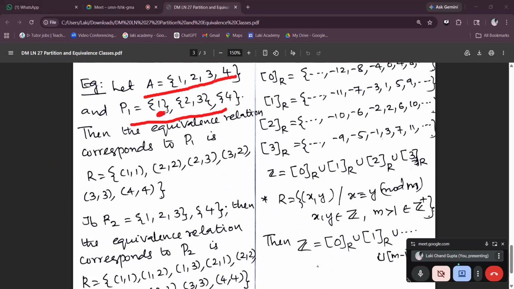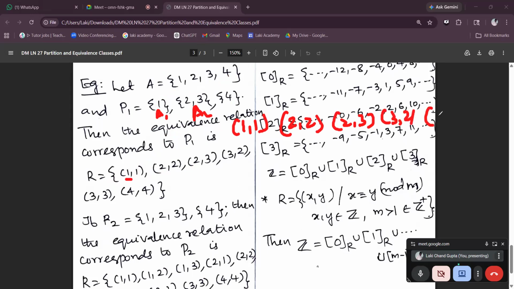For 1, you will have only one pair. See, this is the first part. How many relations will be there? (1,1) only. You have only two elements in the next part, so how many pairs will you form? (2,2), (2,3), (3,2), and (3,3). Then you have only one pair, (4,4).